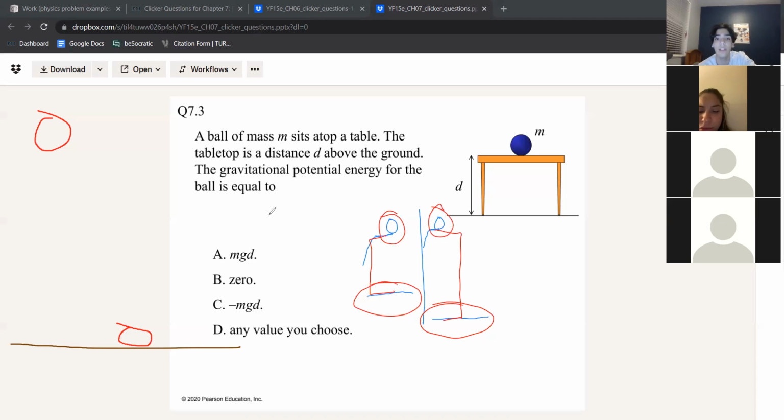So in the situation that your reference line is the table, your gravitational potential energy would be 0 or closely approaching 0. But if it was the floor, then you'd have mass times gravity times distance. Right? Is that what you're saying?